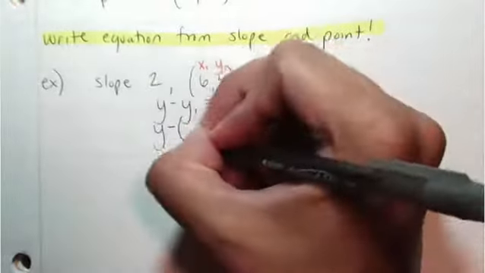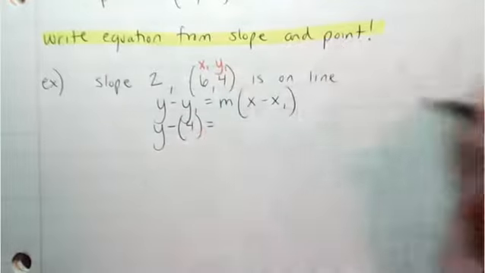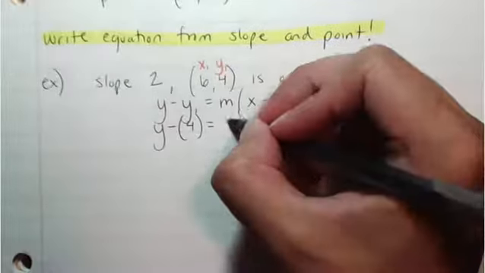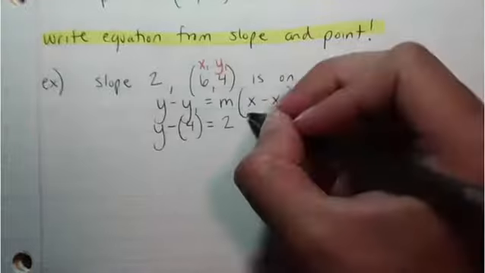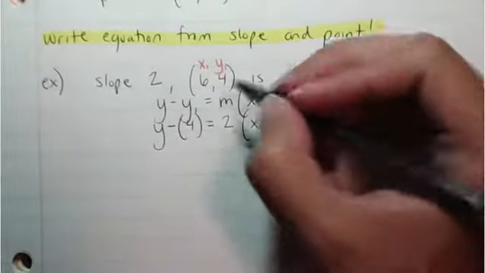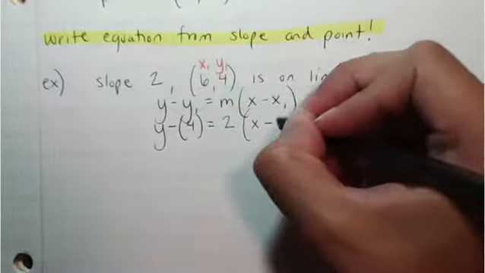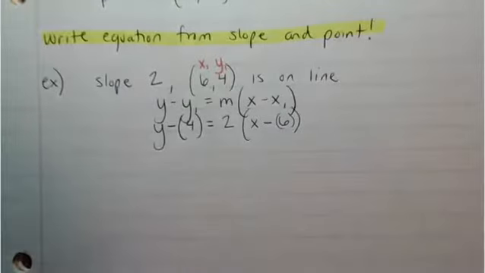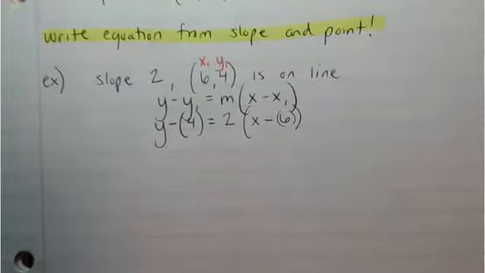So the y1 value here would be 4. The slope here is 2. And I have x minus x1, which is 6. Now I don't put the slope in parentheses, but you can. It just looks confusing to me when I do that. Okay, so we're technically done here.